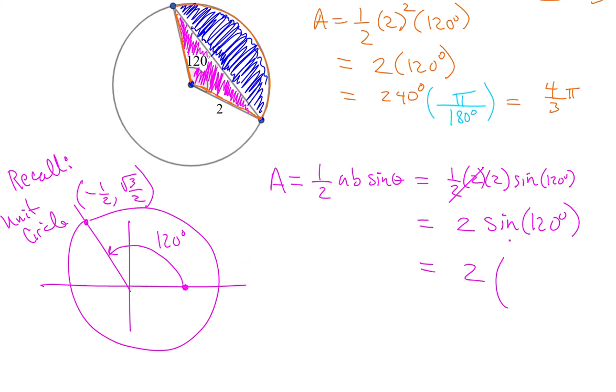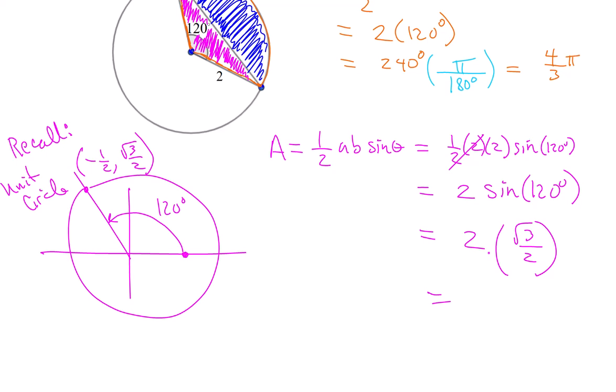In other words, the sine of 120 degrees is the y value at that terminal point, which is, well, the square root of 3/2. Then these 2's would cancel since we have 2 times the square root of 3/2, and that would leave us with just the square root of 3.